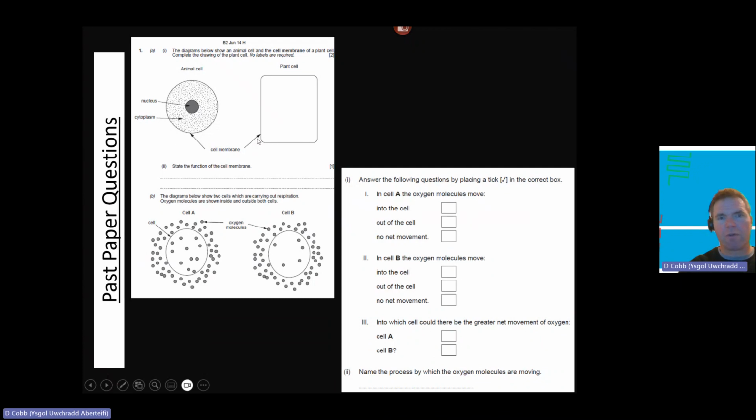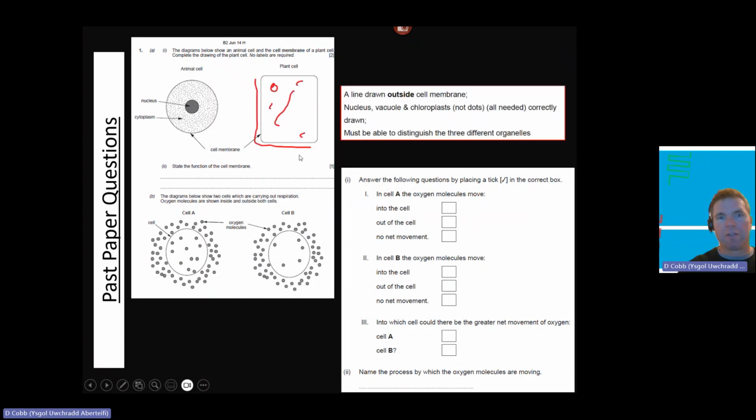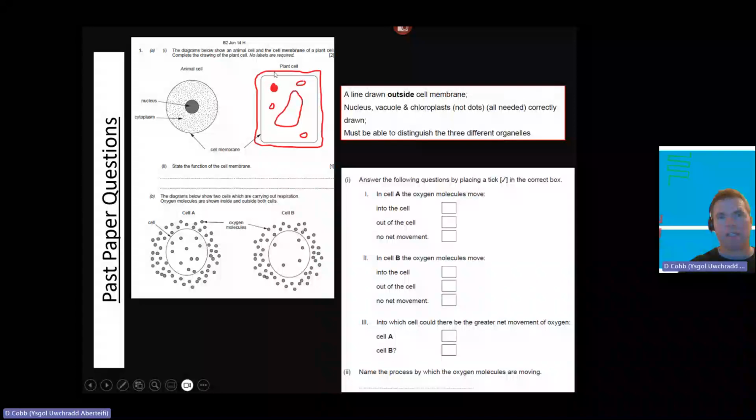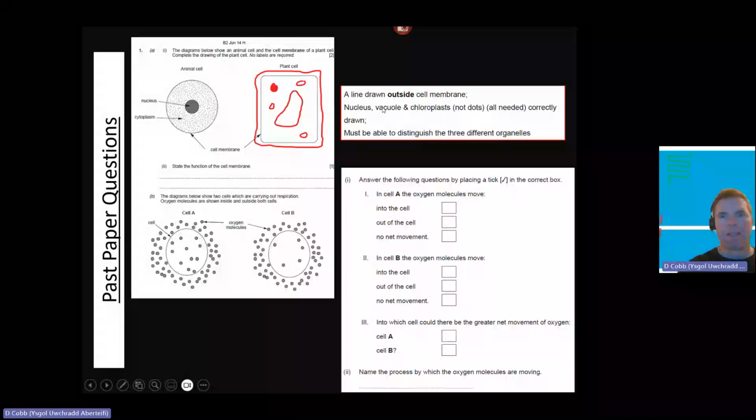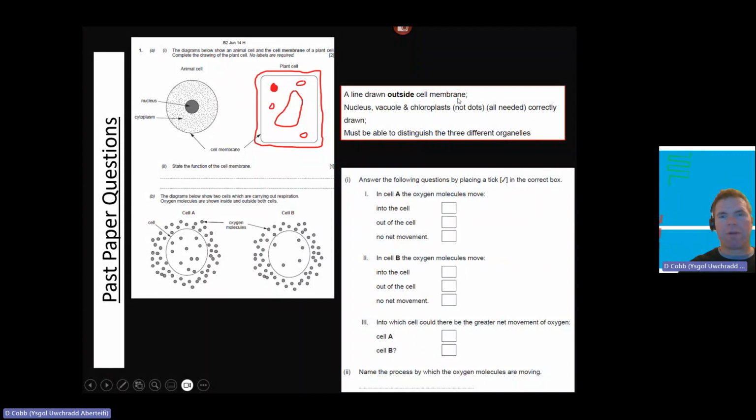Loads of students get this wrong because they are ready to make this the outside of the plant cell, but they label that the cell membrane. So actually the way that should be drawn is we put the cell wall outside, a line outside that. Forgive my drawing, it's not the best, it's just the nature of trying to draw on a PowerPoint slide. So the line drawn outside the cell membrane for 1 mark.